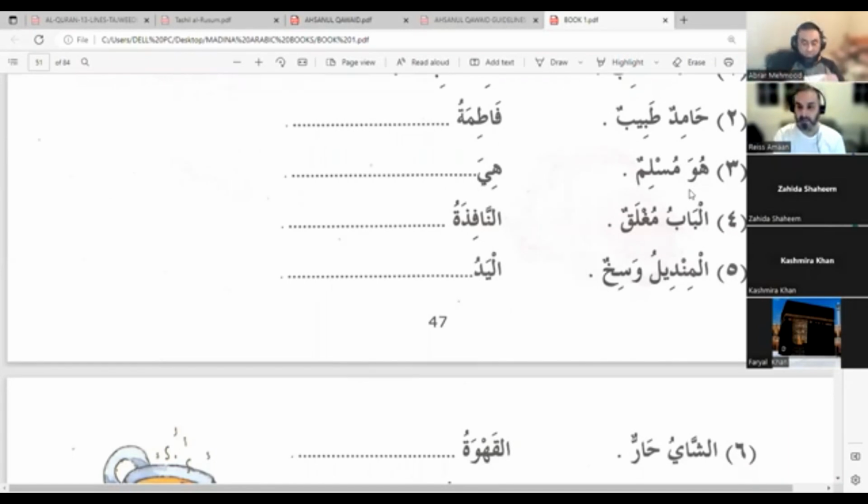Hamid and Tabiba bin Zan. Go with the hua. Huwa Muslimun, he's a Muslim. Hiya Muslimatun, she is Muslim. For the female, you put the ta. Muslimatun. Muslimat would be plural.